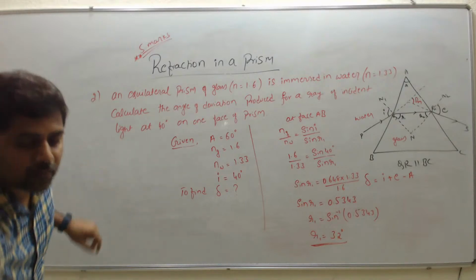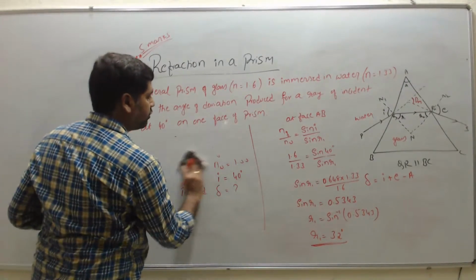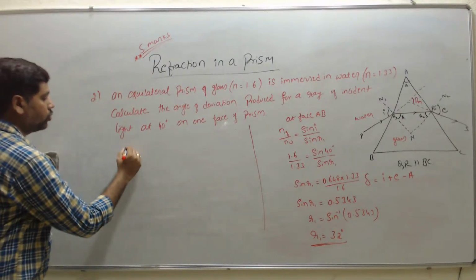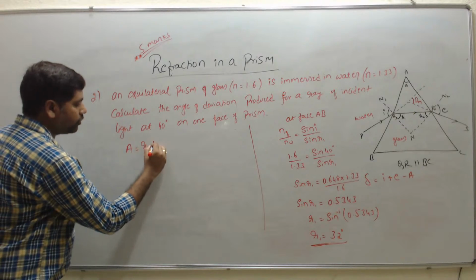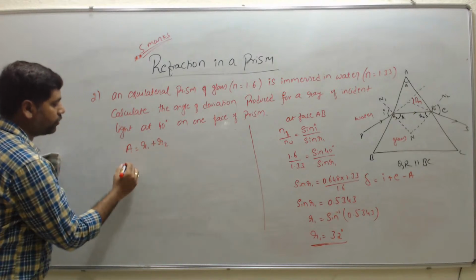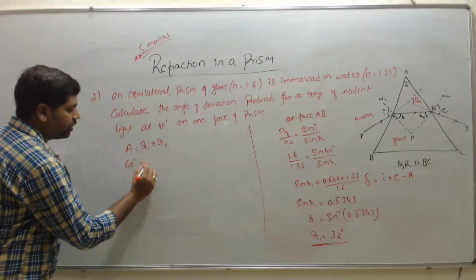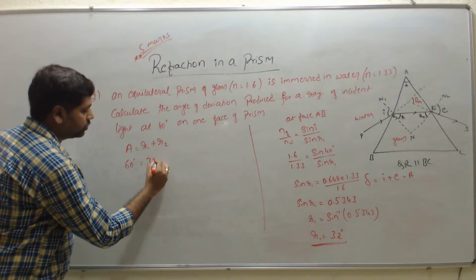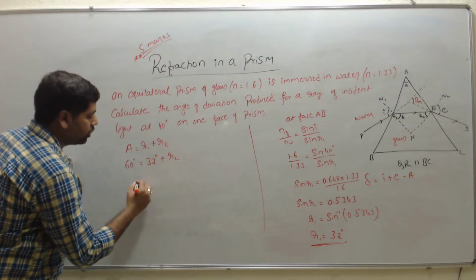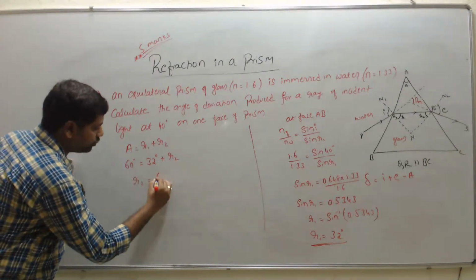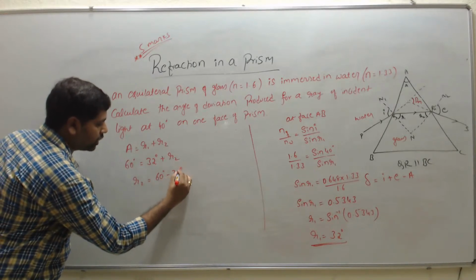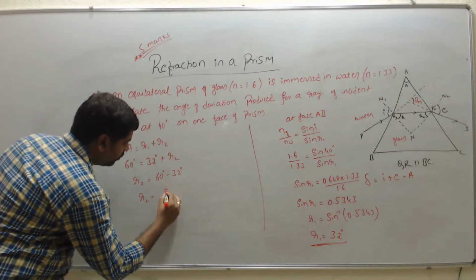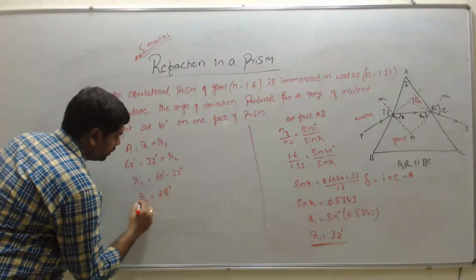From the derivation, we know A equals R1 plus R2. We know the angle of prism is 60 degrees. Just now we calculated the angle of refraction R1 as 32 degrees, plus R2. From this, R2 equals 60 degrees minus 32 degrees. Then we get R2 equals 28 degrees.